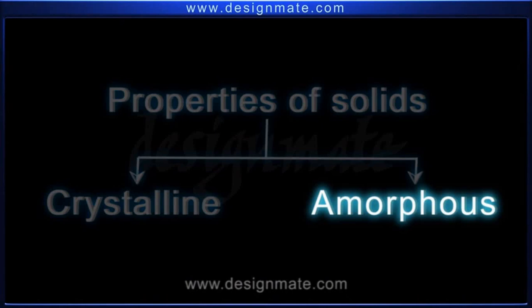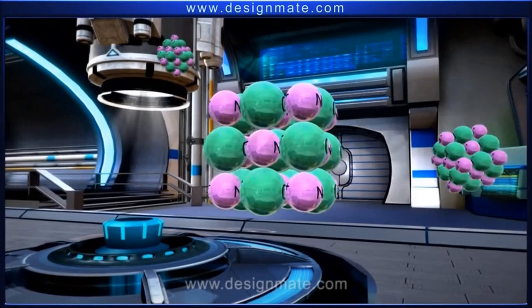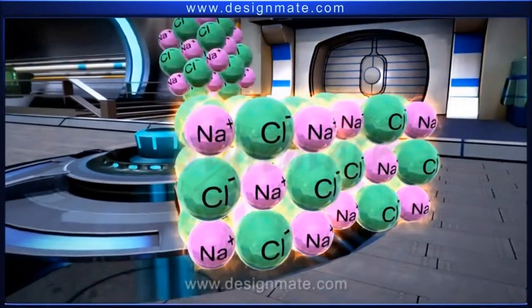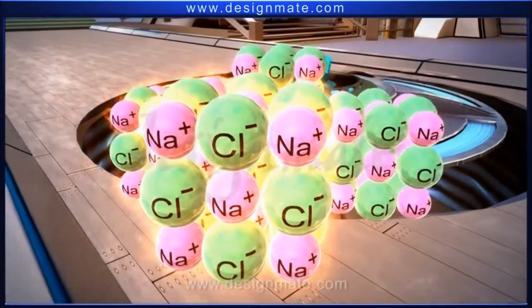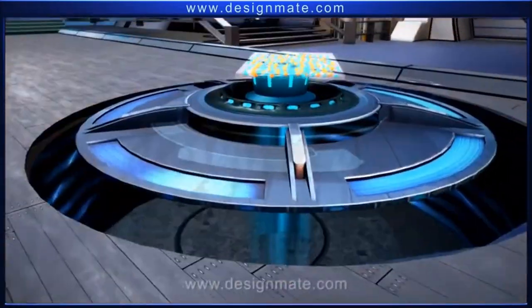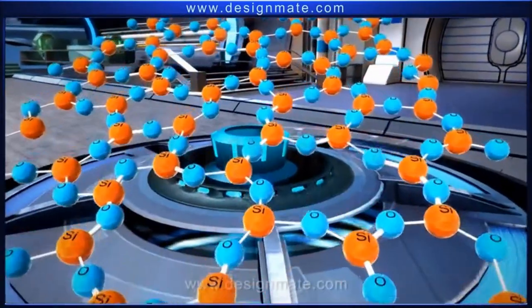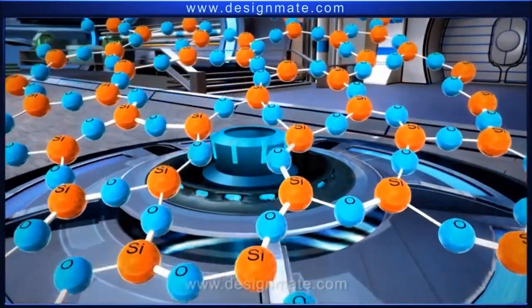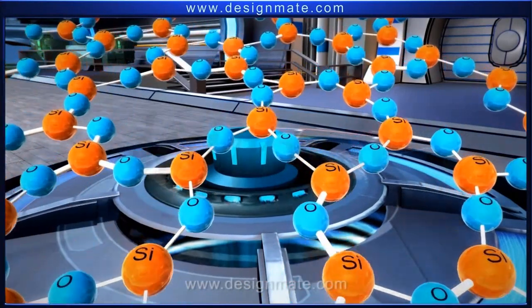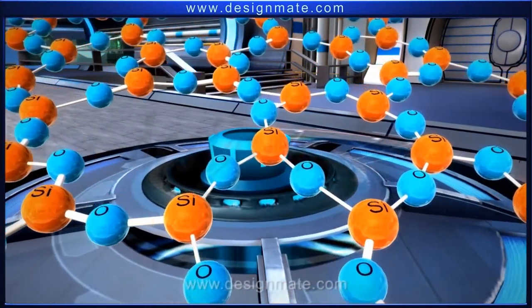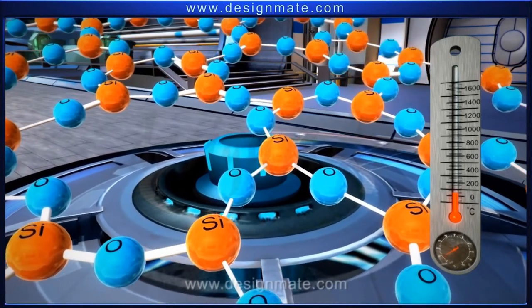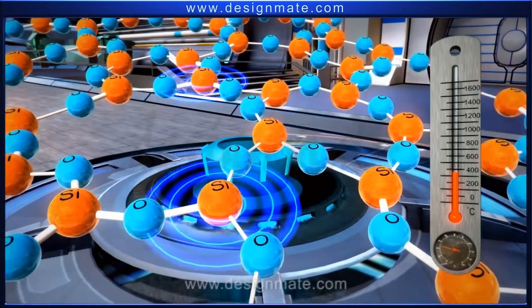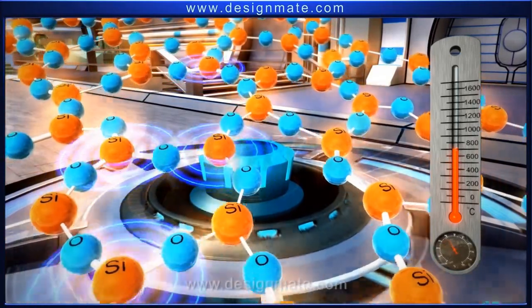Amorphous solids. As discussed earlier, unlike crystalline solids that are characterized by the regular arrangement of the constituent particles, amorphous solids show no regularity in the arrangement, as in the case of glass shown here. What happens if an amorphous solid is heated? Well, as you can see, due to the random arrangement of particles, different bonds have different strengths.